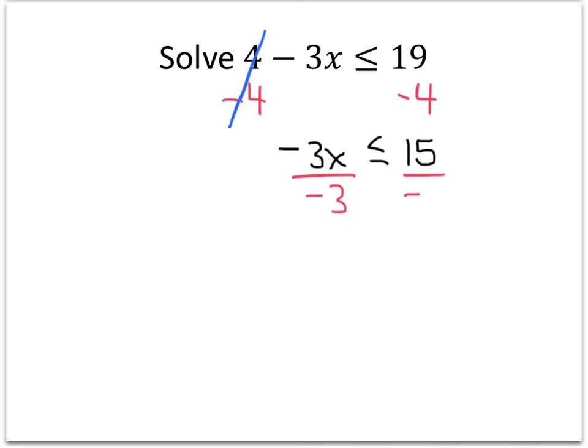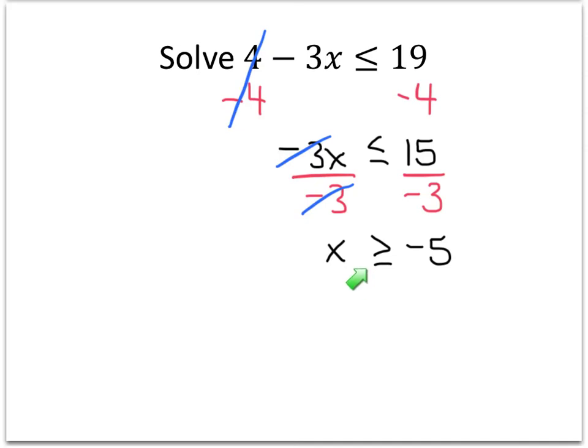So we divide both sides by negative 3 to get x by itself. On the left-hand side, those negative 3's divide out, and I get x. 15 divided by negative 3 is negative 5, and since we divided both sides by a negative number, the inequality changes direction. So make sure that you realize that when we divide both sides by a negative number, we have to change the direction of the inequality.